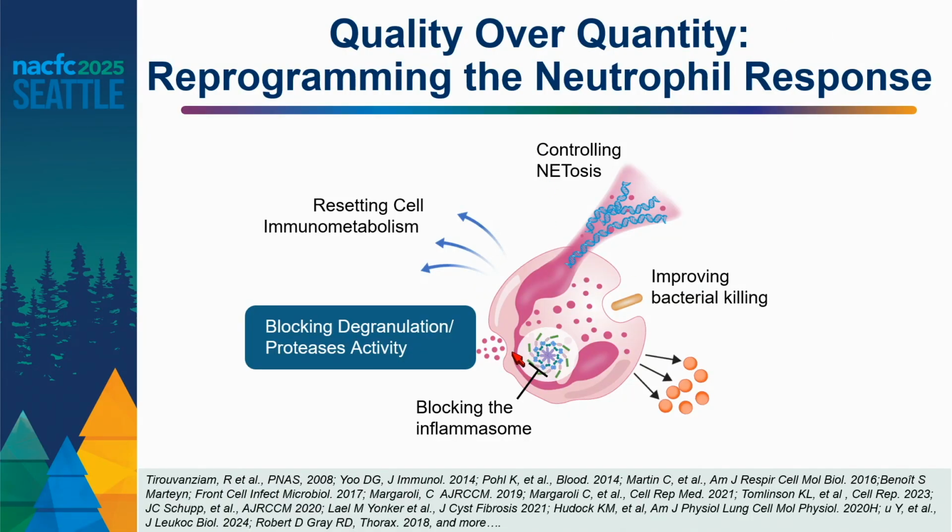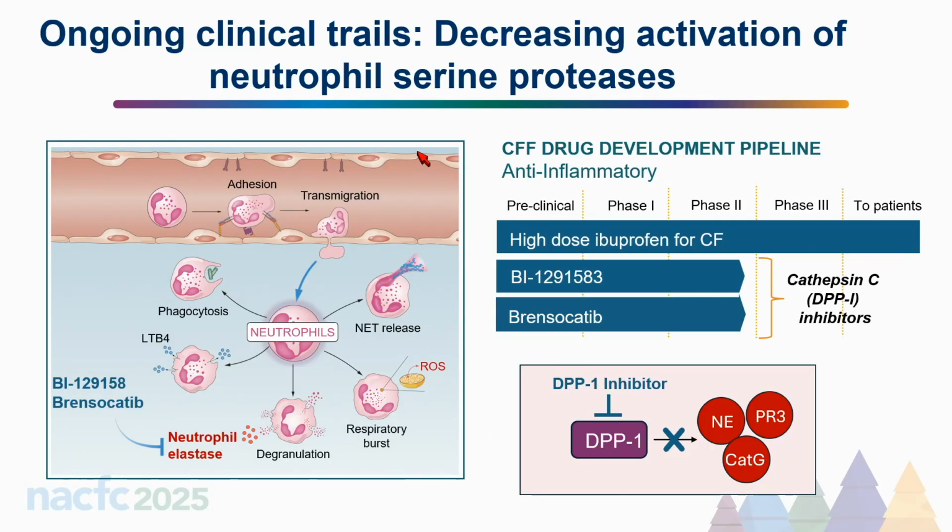Still at the center of attention, I will not speak about immunometabolism since Camilla discussed this a little bit. I just want to show you one slide regarding blocking degranulation and protease activity. We know that there are two major clinical trials for people with CF. Both of them use small molecules that are inhibitors of cathepsin C. This is a protease produced by the neutrophils and needed for the activation of neutrophil serine proteases, such as neutrophil elastase. So essentially, those drugs are blocking the production of neutrophil elastase.